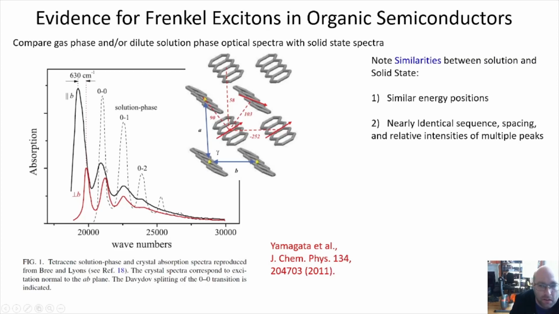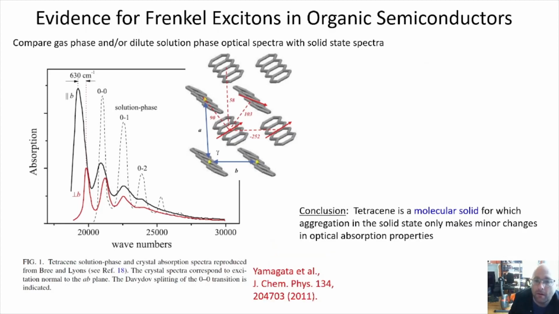And so the argument is that because the energy positions are very similar, and the sequence, the relative intensity and the spacing of these peaks is almost identical to the solution phase, fundamentally this is an optical property that's determined by excitations on individual molecules. So Frenkel or molecular excitons. And that's sort of the long and short of it. That's how we know that such a thing exists.